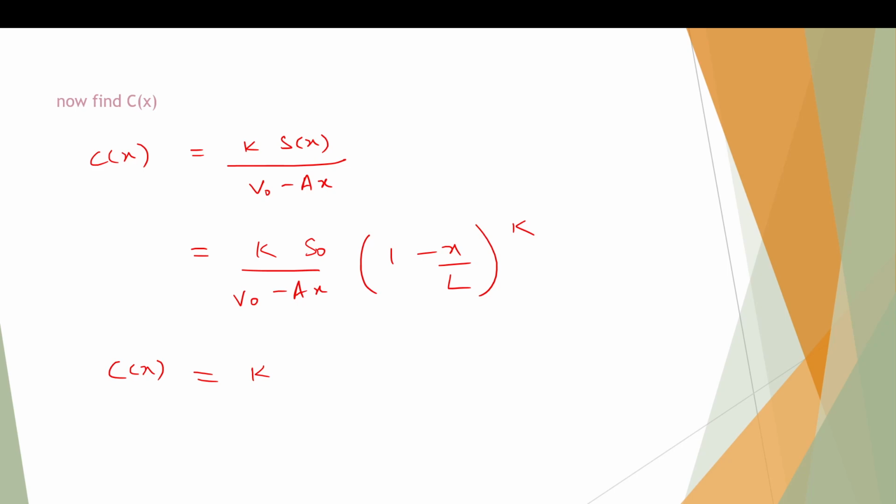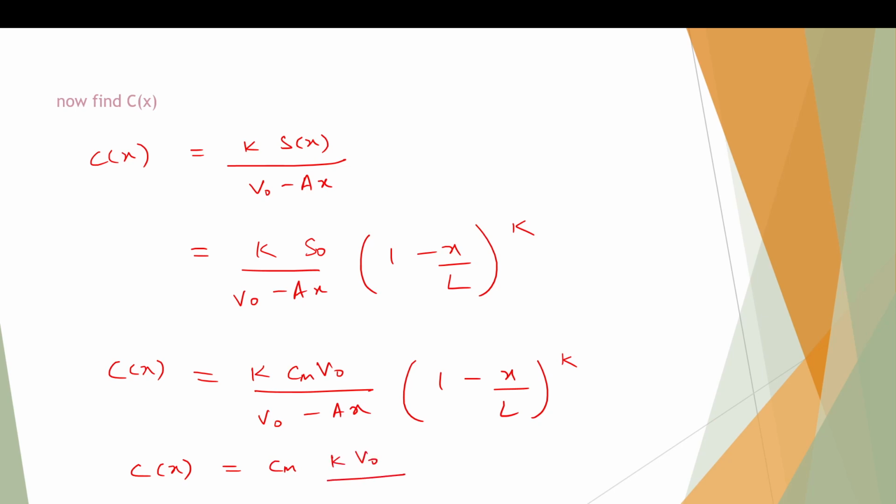So if you remember, s naught was nothing but cm times v naught from the previous question. So v naught minus ax and again 1 minus x by l whole raised to k. So now we have gotten c of x as a function of cm. So cm is the original concentration of impurities, and all the other parameters are the parameters that we know.